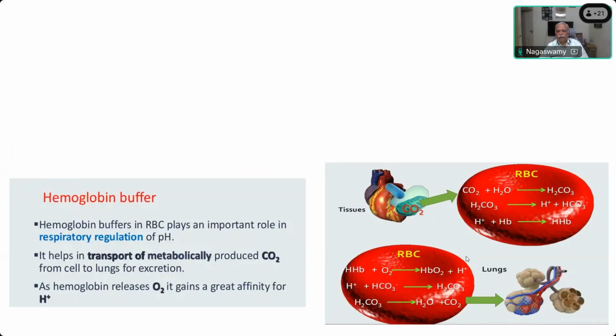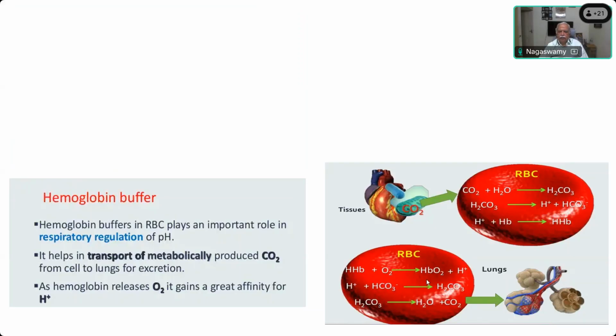So at the tissue level, the RBCs take up the carbon dioxide, which again mixes with water to become carbonic acid. Carbonic acid is immediately broken down to hydrogen and bicarbonate. This hydrogen will combine with the hemoglobin. It will be carried as hemoglobin combined with hydrogen at the tissue level.